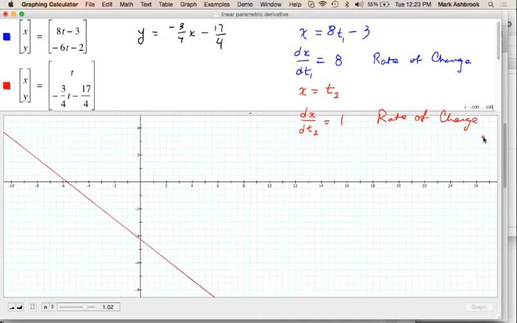So now, this is another way to look at how these two functions are different functions, right? We said they're the same, that they give us the same set of points. But what is this telling us about how the functions are different? dx dt1 is 8, dx dt2 is 1. How is that telling us how these functions are different? What does a change in t signify in these equations? What does that kind of mean? What about a change in x? What is a change in x about?